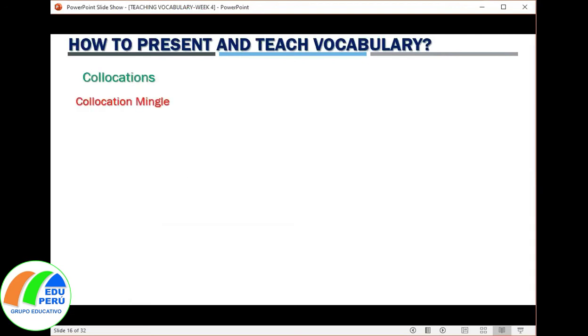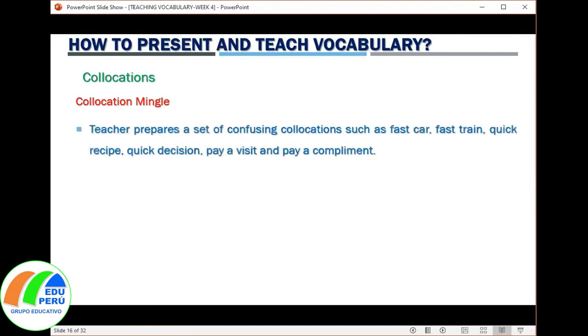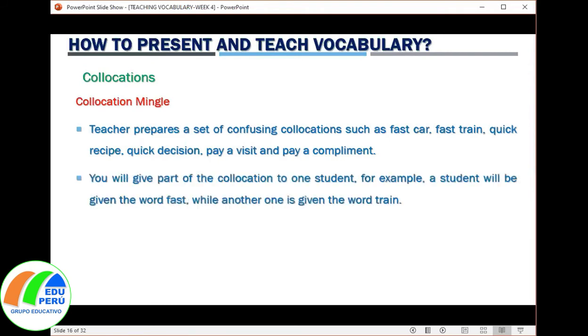Another one is the collocation mingle. Teacher prepares a set of confusing collocations such as fast car or fast train, quick receipt, quick decision, paid a visit, and paid a compliment. You will give part of the collocation to one student. For example, a student will be given the word fast, while another one is given the word train.